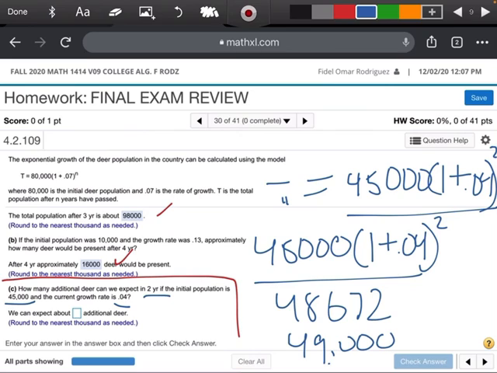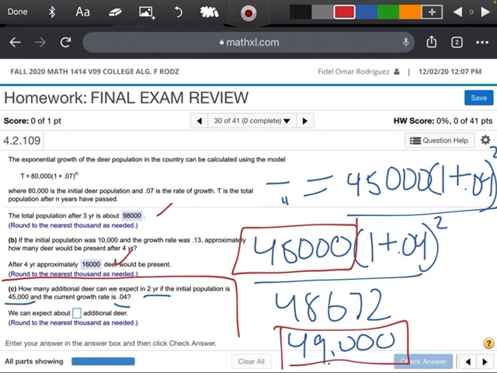Now 49,000, and it's asking us how many additional deer. Well, how many deer did we start off with? We started off with 45,000. Now we ended up with 49,000. So that's an additional 4,000.